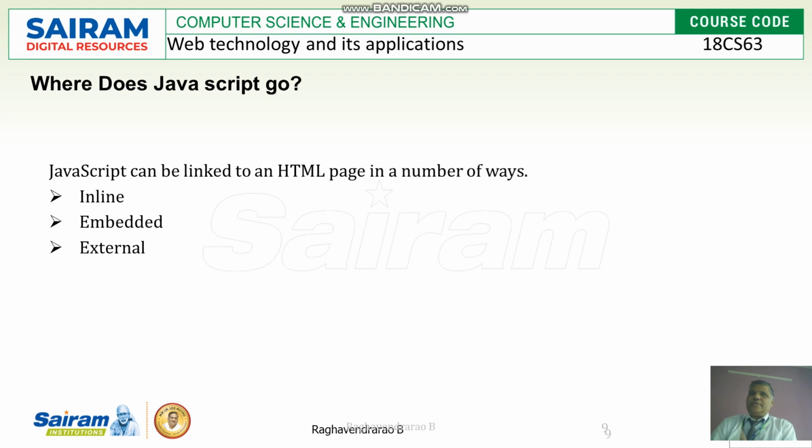How is the programming going to be done? Where does JavaScript go? That means, where exactly is it going to fit into the application? Here we are going to embed the JavaScript into an HTML program. There are three types of scripting here: the inline script, the embedded script, and the external script. All three types are going to be embedded in HTML.